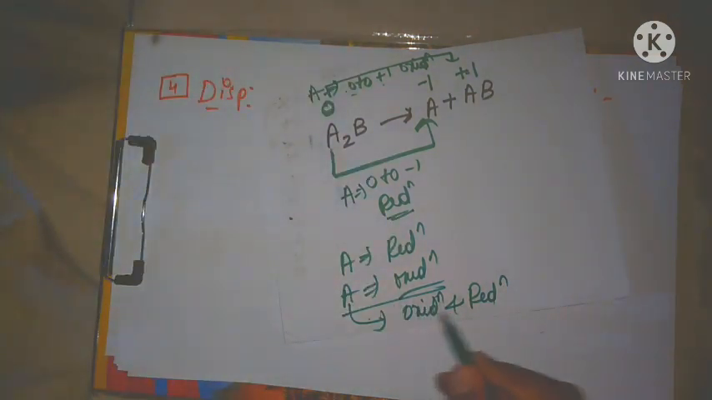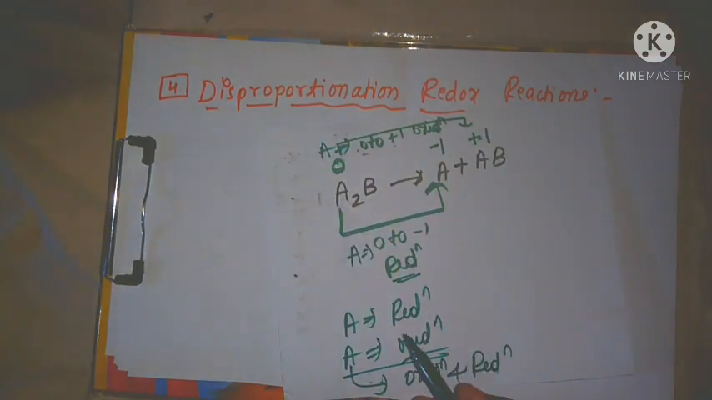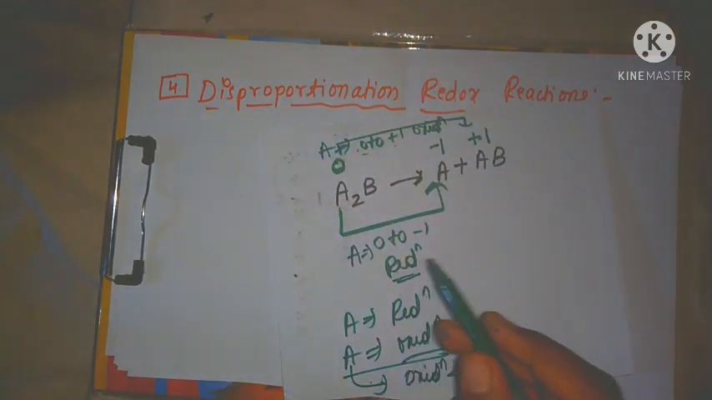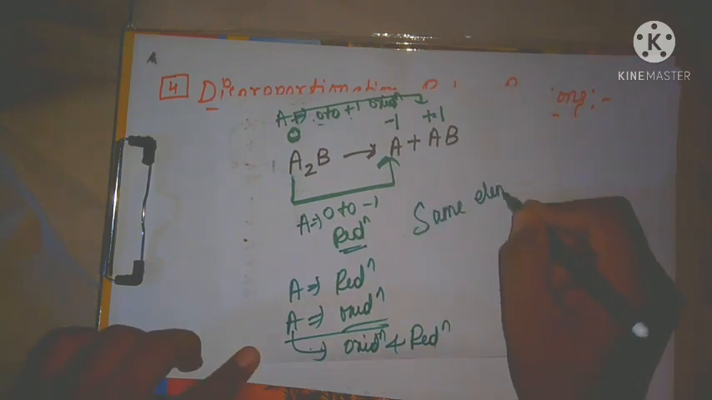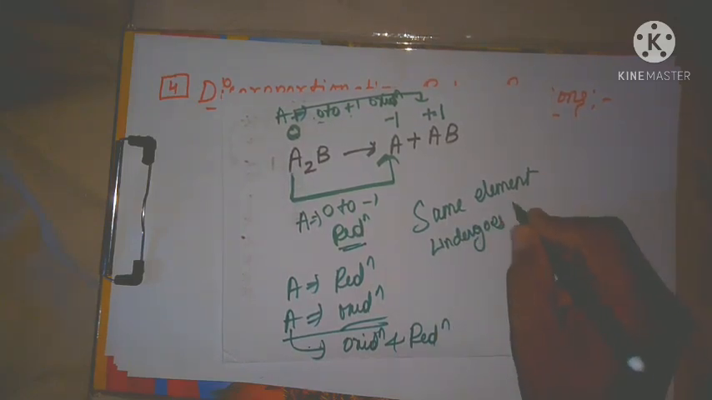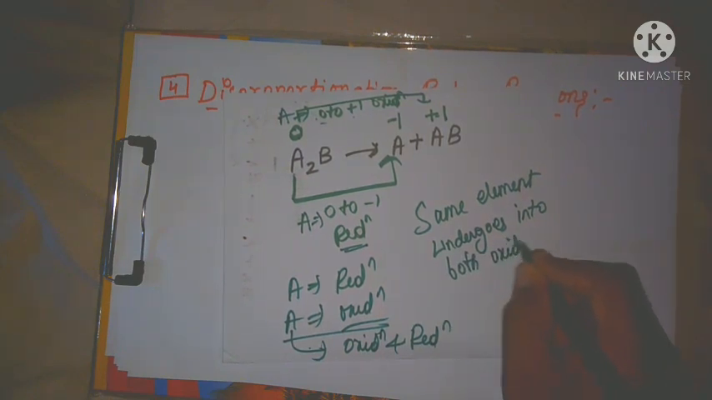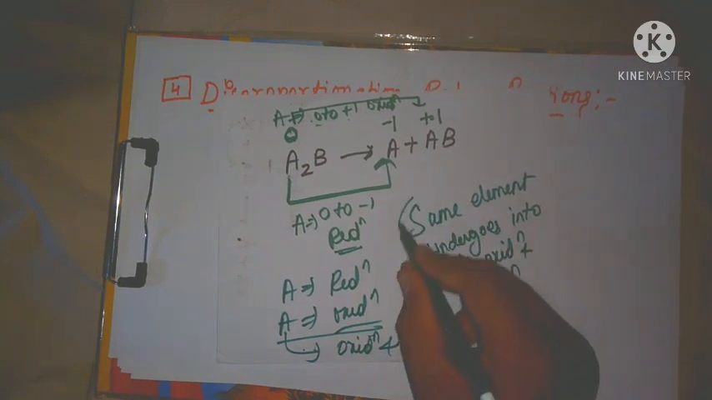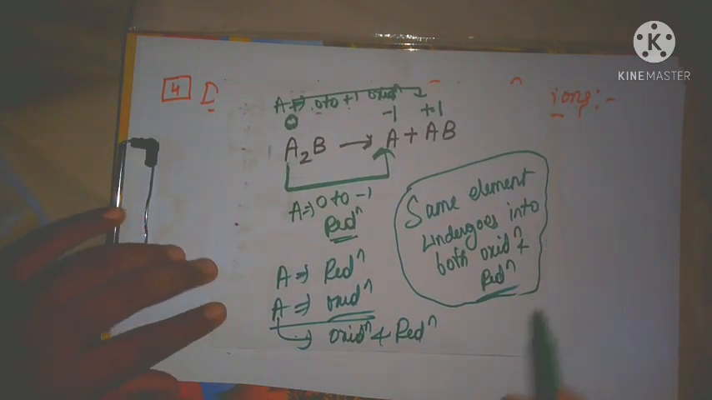Therefore it is called what? Disproportionation redox reaction. It means the same element, or only one element, undergoes both oxidation and reduction. Such types of reactions are called disproportionation redox reactions. Only one element.